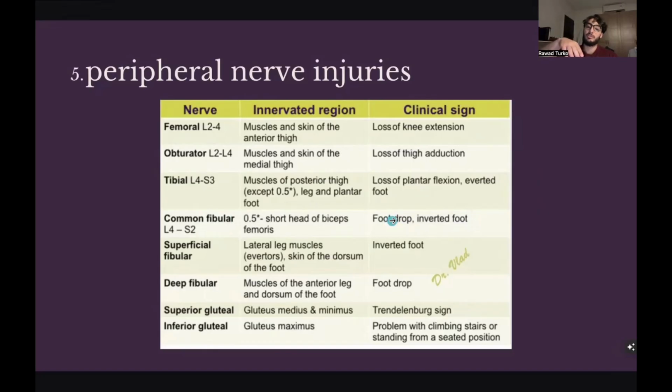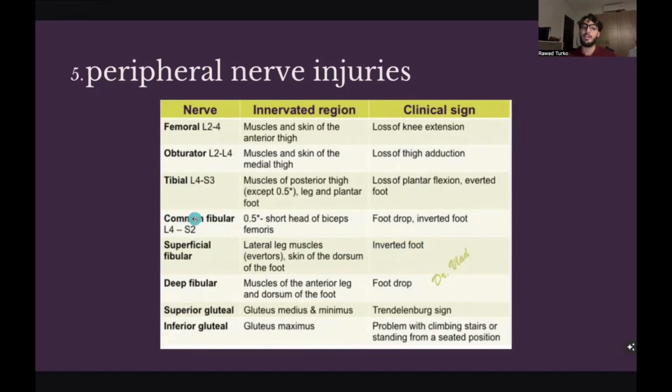Foot drop would mean loss of dorsiflexion. Okay, so if this is a foot, this would be dorsiflexion, this would be plantar flexion. So if you have foot drop, you would have loss of dorsiflexion, which is under the responsibility of the common fibular nerve. The superficial fibular nerve is purely responsible for eversion of the foot.